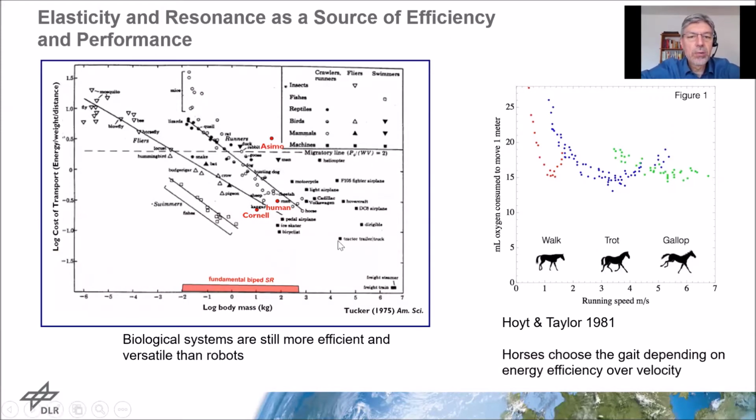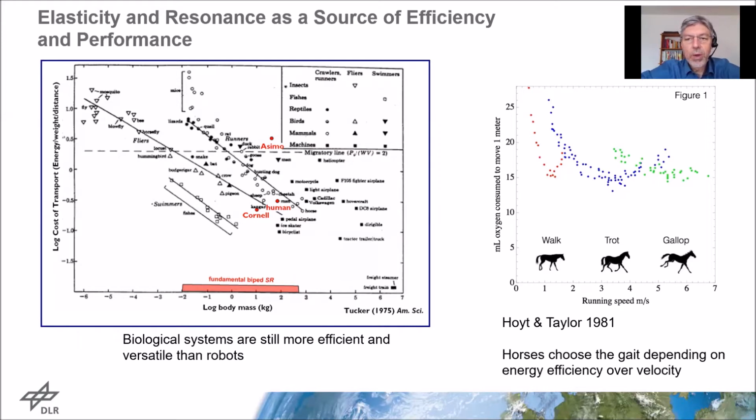Probably most of you know this plot, which compares cost of transport to locomotion efficiency of different species. And several robotic groups placed their dots for their robotic systems there as well. And apart from very specialized locomotion systems like the Cornell robot, for example, most of the robots are almost one order of magnitude less energy efficient than biology.